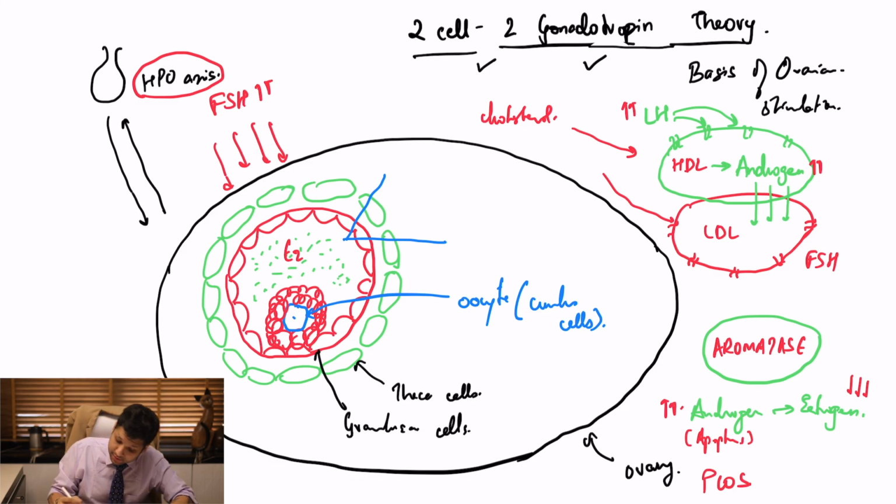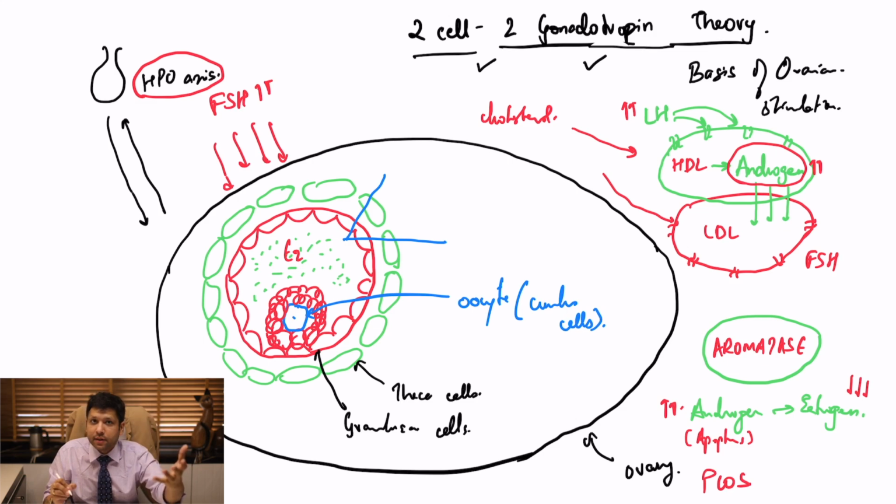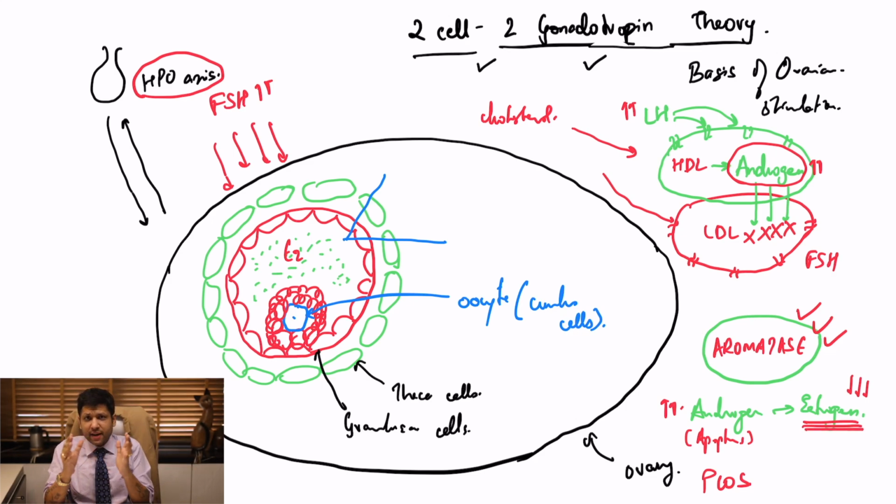Understanding that means the theca cells will only produce the androgen. They do not have the aromatase to convert androgen to estrogen, and the granulosa cells will never be able to convert anything into androgen. They only have aromatase activity which is exclusive to them, which allows the androgen to be modulated into estrogen. This is very simple. This is in a nutshell the two-cell, two-gonadotropin theory.